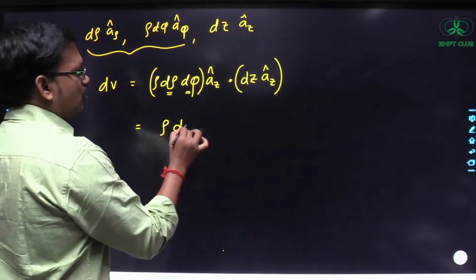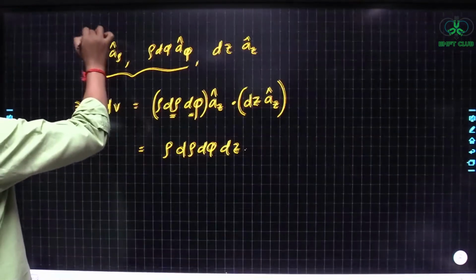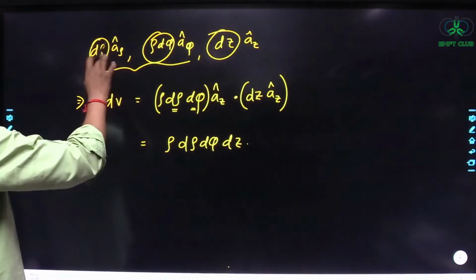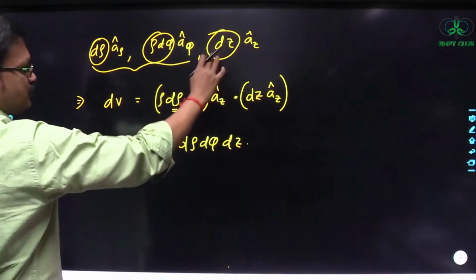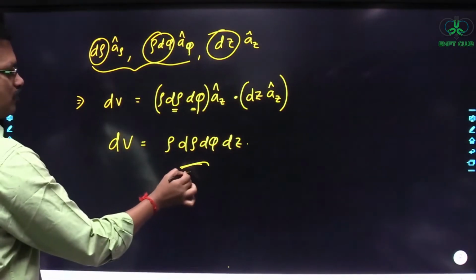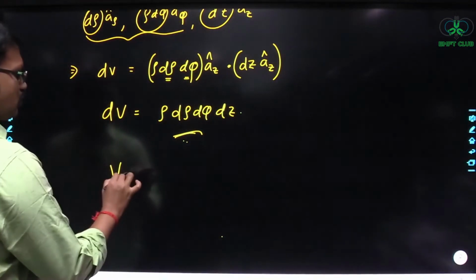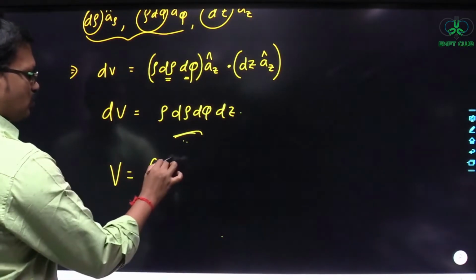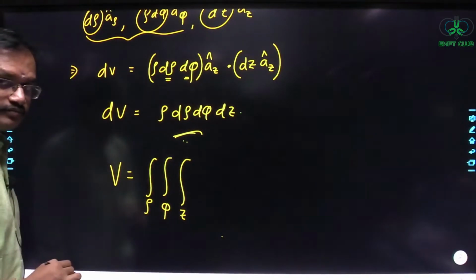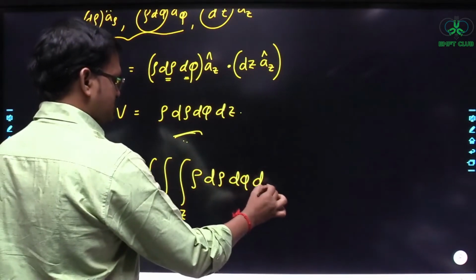If you do this, what you are going to get? You are going to get rho d phi into dz. Just multiply all the three differential lengths: the coefficient of a rho cap, the coefficient of a phi cap and the coefficient of az cap. You are going to get the differential volume. Now if you want the total volume, what you have to do? You have to integrate with respect to rho, with respect to phi, and with respect to z. Understood? So here rho d rho d phi dz.